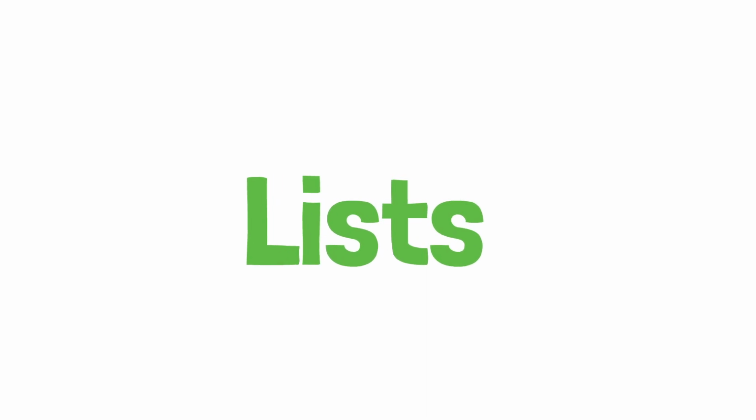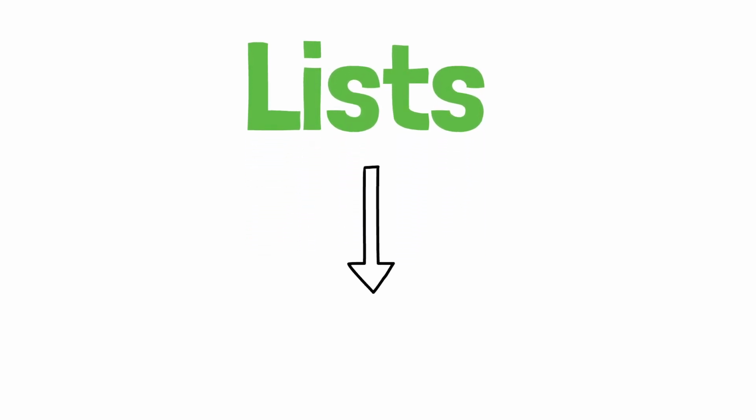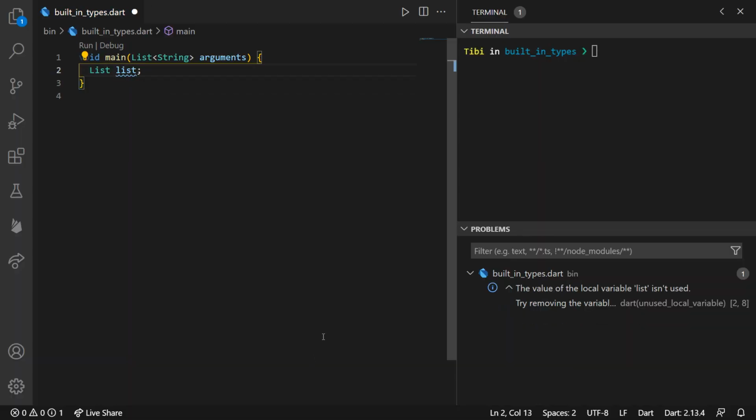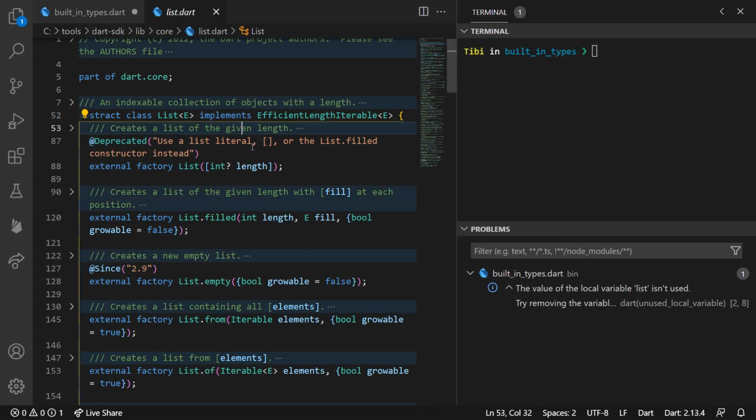It's time to move on to one of the most crucial types in Dart, lists. Lists are perhaps the most common collection in every programming language, and in Dart, they denote an ordered group of objects. If we go ahead and check the list class, you can observe it extends some kind of an iterable class, which surprisingly or not, is also a type.